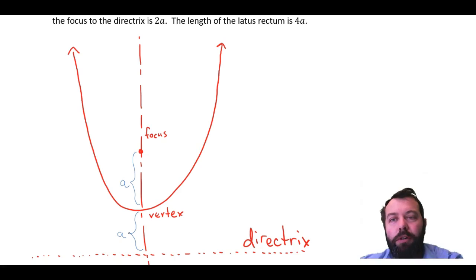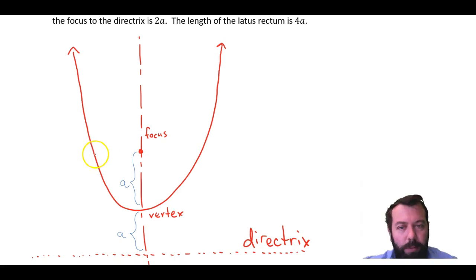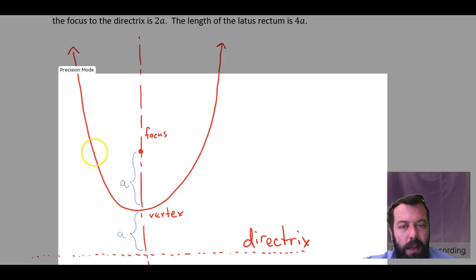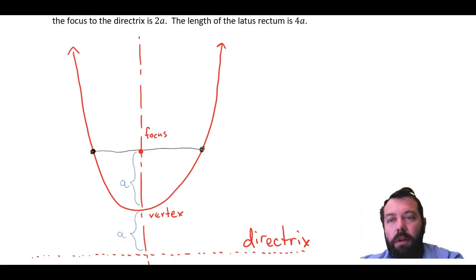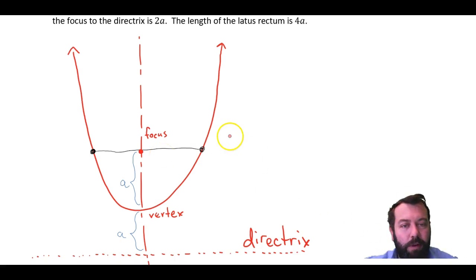If I were to draw a horizontal line, a horizontal line perpendicular to the axis of symmetry, a chord in fact, that starts and ends on my parabola. All right, there's my chord. That's going to go from here to here. It should be a straight line through the focus and perpendicular to the axis of symmetry, or parallel to the directrix. And that line is called the latus rectum.